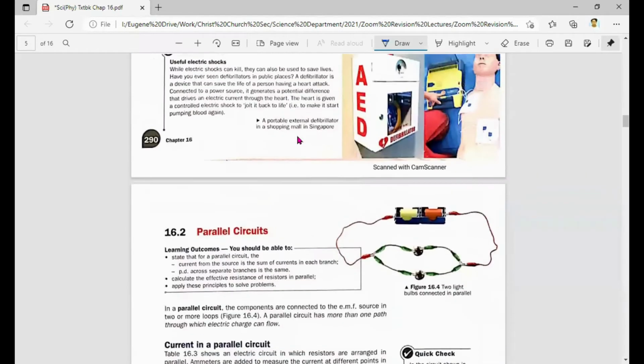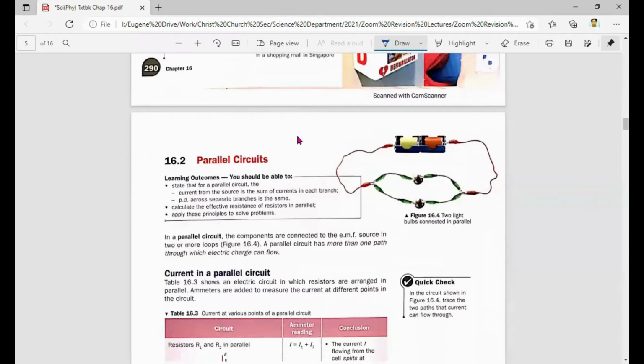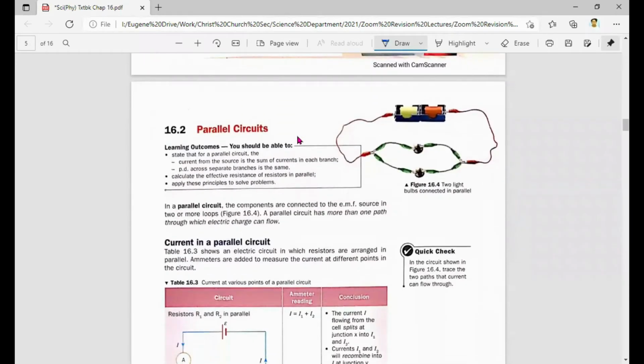Next, we're going to go on to parallel circuits. We're done with series, so we're going on to parallel. What we're going to cover here is that for a parallel circuit, the current from the source is equal to the sum of the current in each branch. So this is for I. The PD across the separate branches is the same, a little bit different from the series side. We're going to learn how to calculate the effective resistance of resistors in parallel. And last, we're going to learn how to apply. And this apply part is definitely the important part.